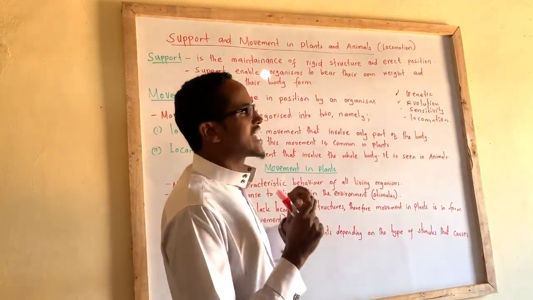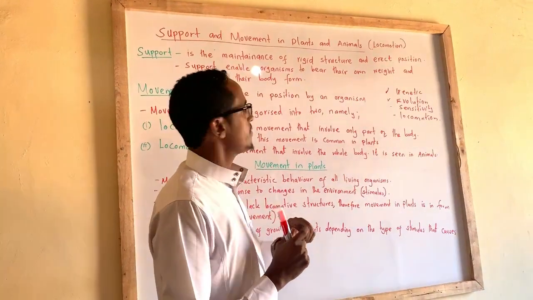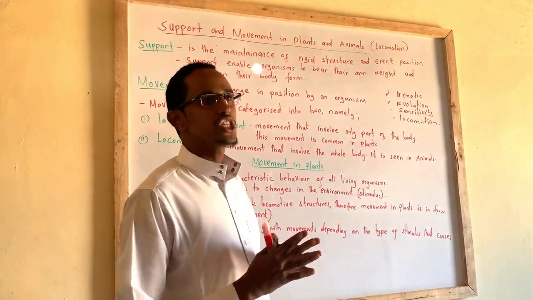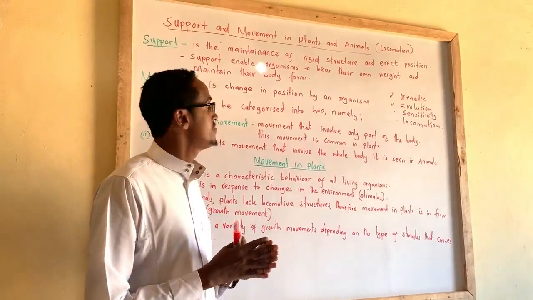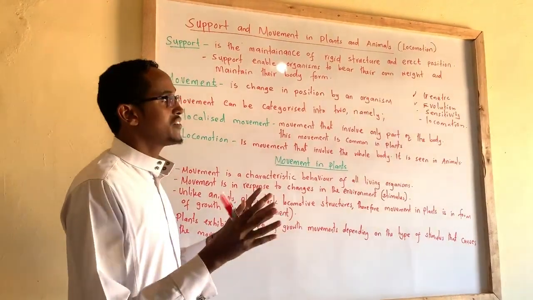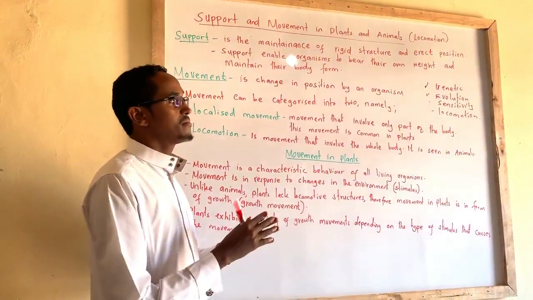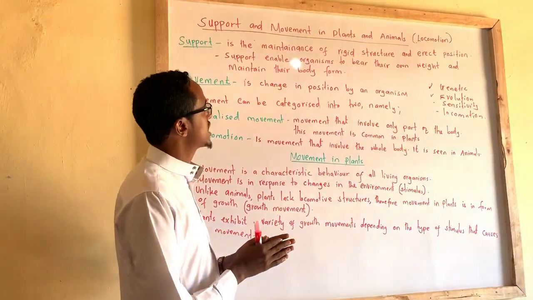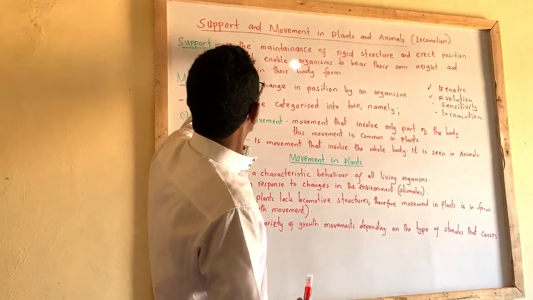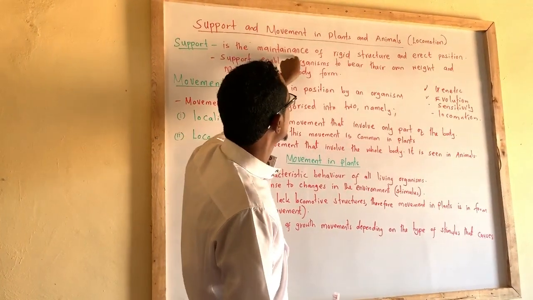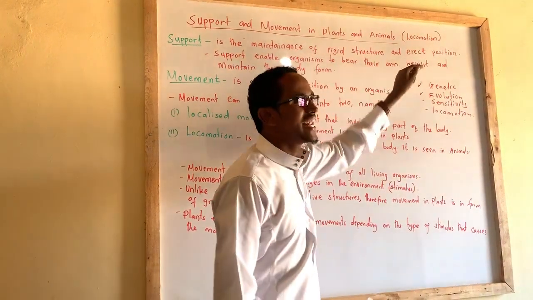Not only a bone can give a rigid structure. We can have cartilage giving a rigid structure. We can have sometimes air or fluid giving a rigid structure. So it all depends. So we're saying support is the maintenance of rigid structure and erect position.